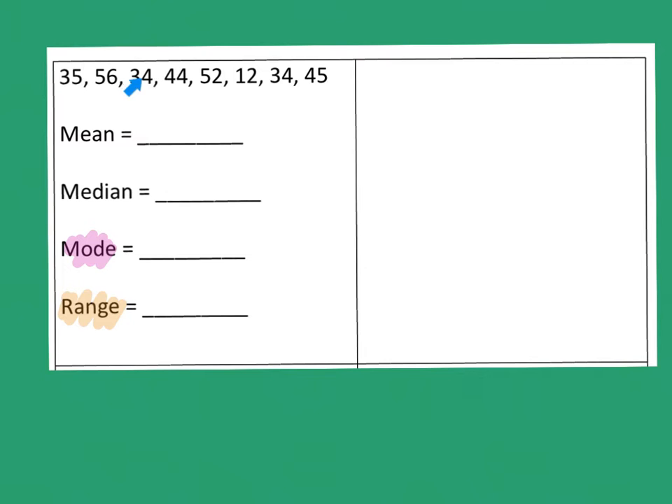So the mode I'm looking for is a number repeated when I go through the list. So I have a 35, no other 35s. There's a 56, no other 56. There's a 34 and another number 34. Okay, so that one got repeated twice. Then there's not another 44. There's not a 52, there's not a 12, and there's not a 45. So all I have to do is write down that the mode is 34 because it was the number that was repeated. If there was another one repeated, also the same amount, then I would list it as well.